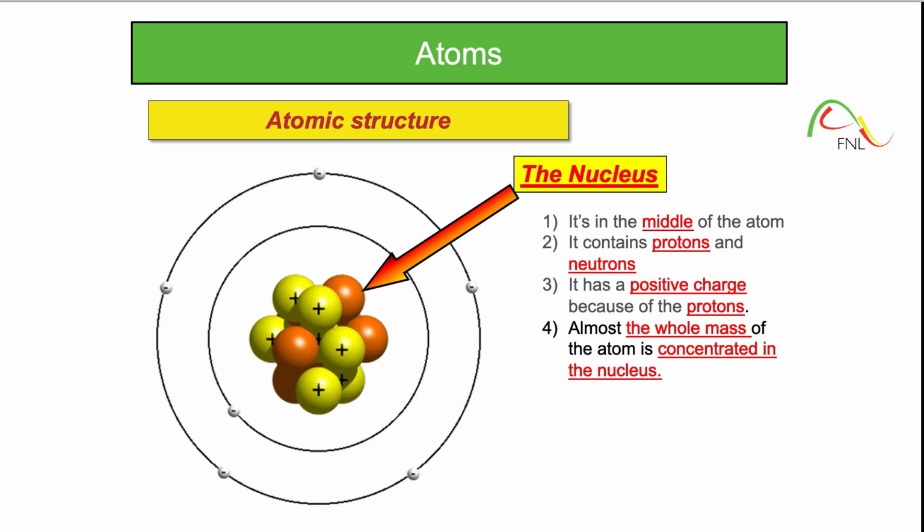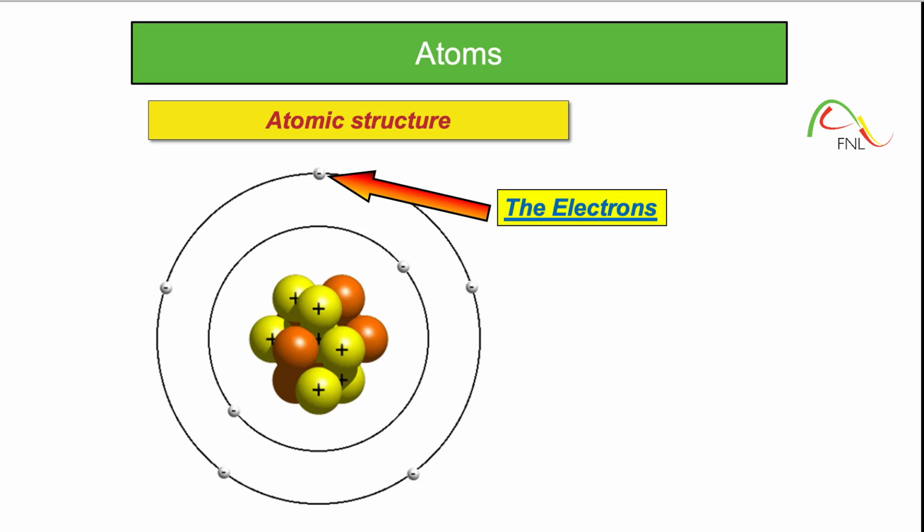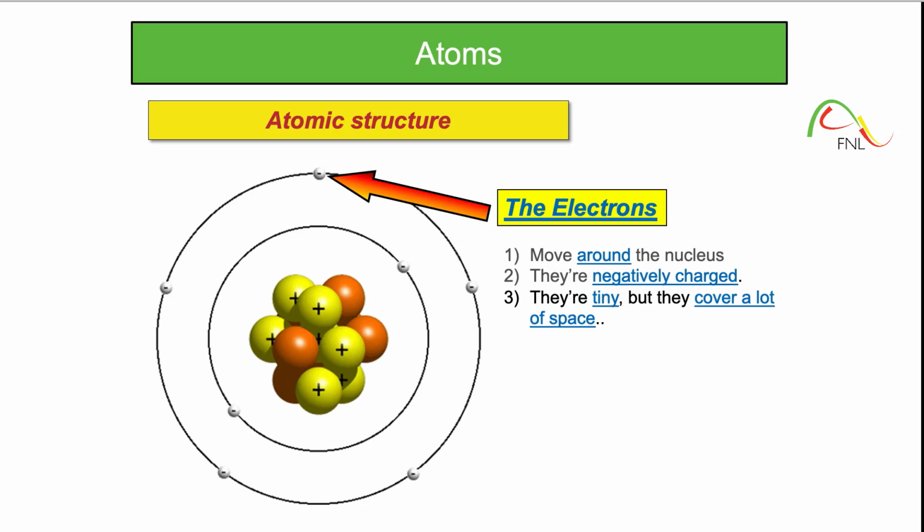nucleus. Now, surrounding the nucleus, we've got the electrons. Electrons move around the nucleus, and they are negatively charged. So where the protons are positive, electrons are negative, and notice a neutron has no charge. Electrons are tiny, but they cover a lot of space. Most of the atom consists of empty space. In the middle there is the nucleus, then whizzing around you've got these electrons.